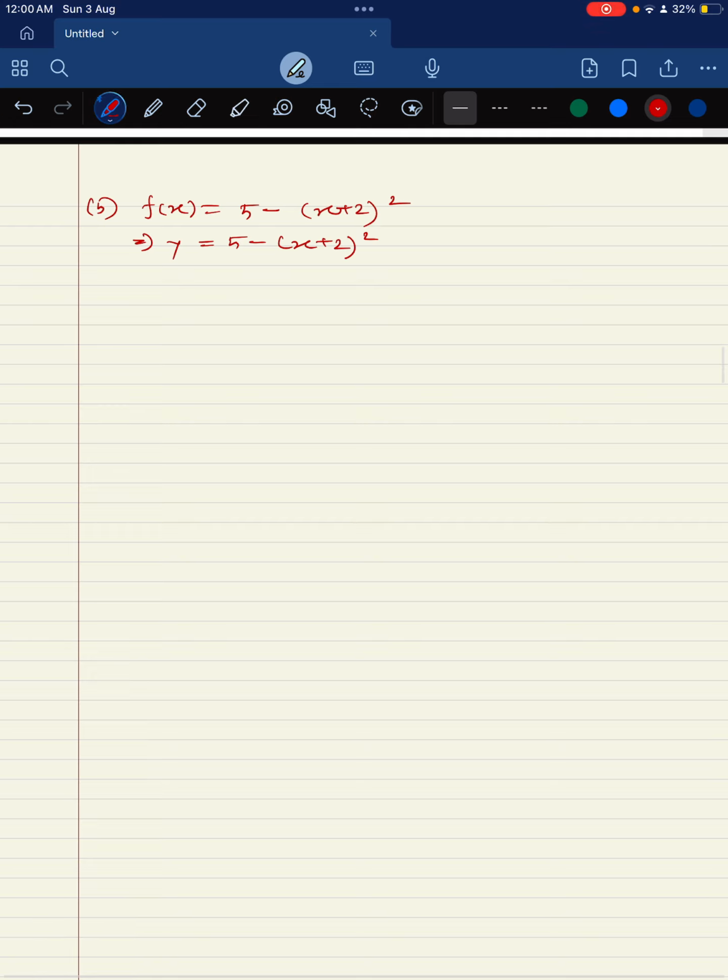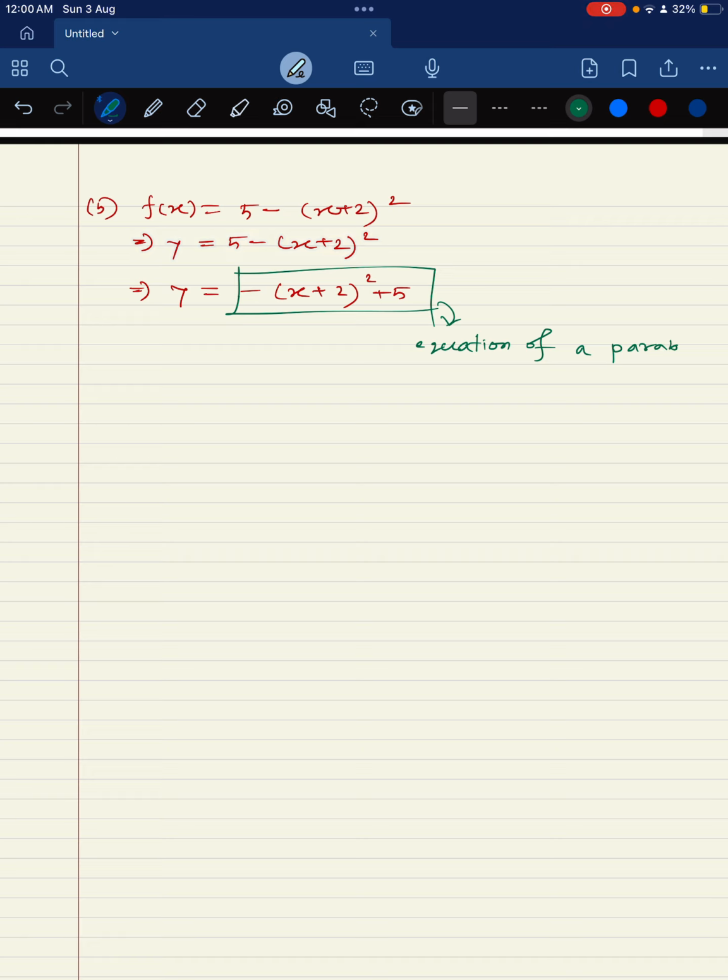Okay, now if we look at this, this is actually a parabolic equation, and the equation is in the vertex form of a parabola. Vertex means the maximum or the minimum point on the parabola.